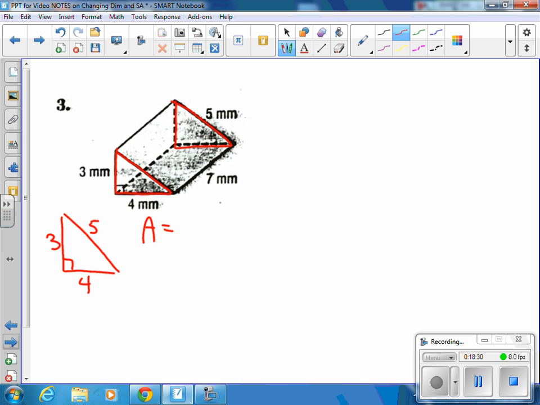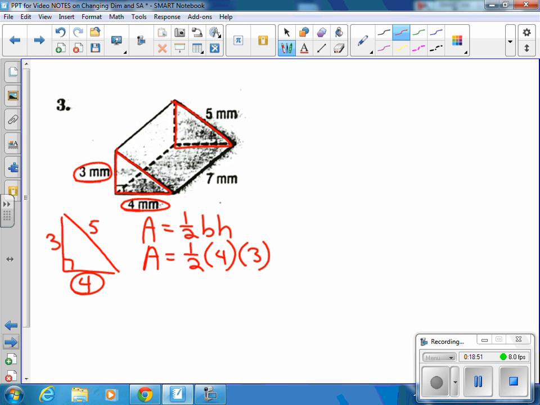To find the area of a triangle, it's half base times height. So area equals half. The base is right here. The base is 4, and then the height is 3. At this point, we do not need the 5 that is given to us on the hypotenuse. Remember, just plug in what you need. I need the base and the height, because I have the base of the triangle and the height of the triangle. Make it easy on yourself. What's half of 4? Half of 4 is 2, so I can change that to a 2. And then 2 times 3 is 6.